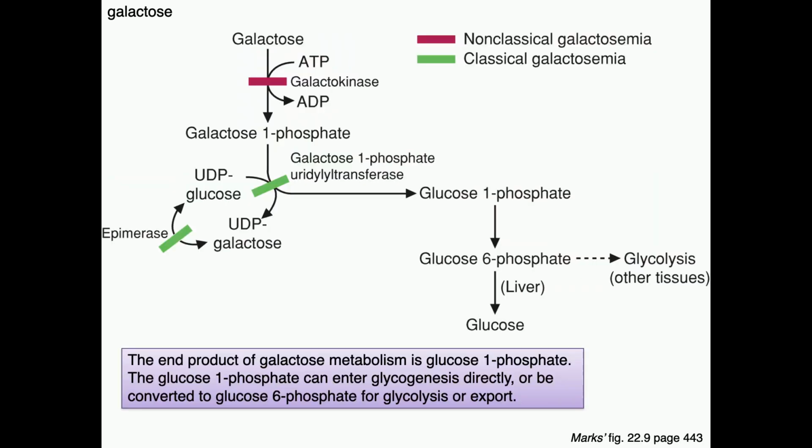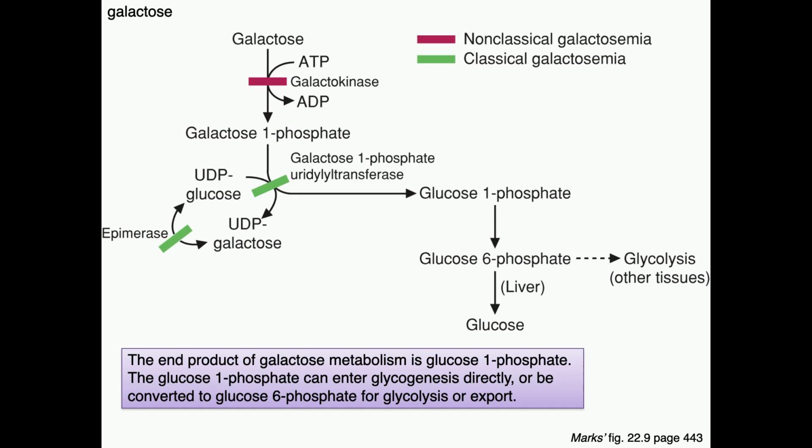So that's shown in a figure from Marx here. Disorders in galactose metabolism, well, there's a lactase deficiency that we'll discuss, but there are conditions called galactosemias, and the hallmark there is increased galactose in the blood. And those are some inborn errors of metabolism in this pathway. So galactokinase deficiency is the non-classical galactosemia and is not so serious. The classical galactosemias, either the transferase deficiency or the epimerase deficiency, are much more severe conditions.